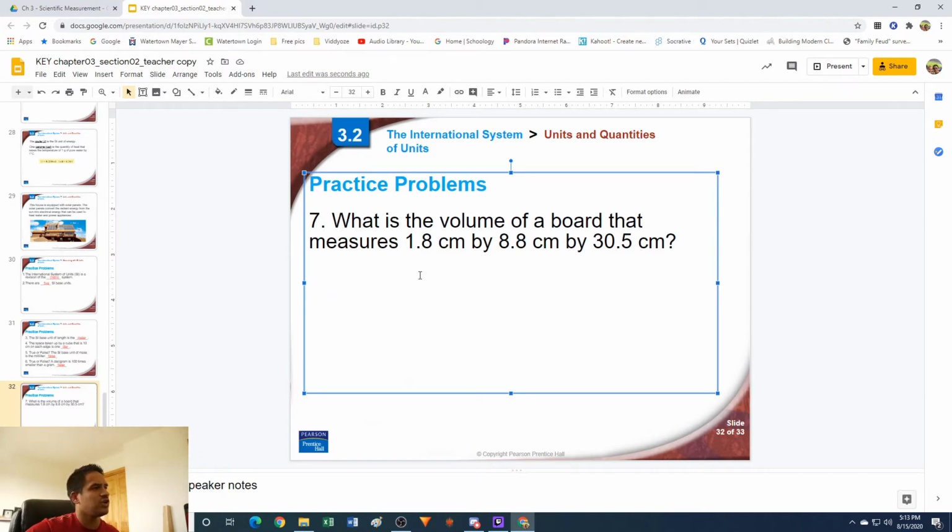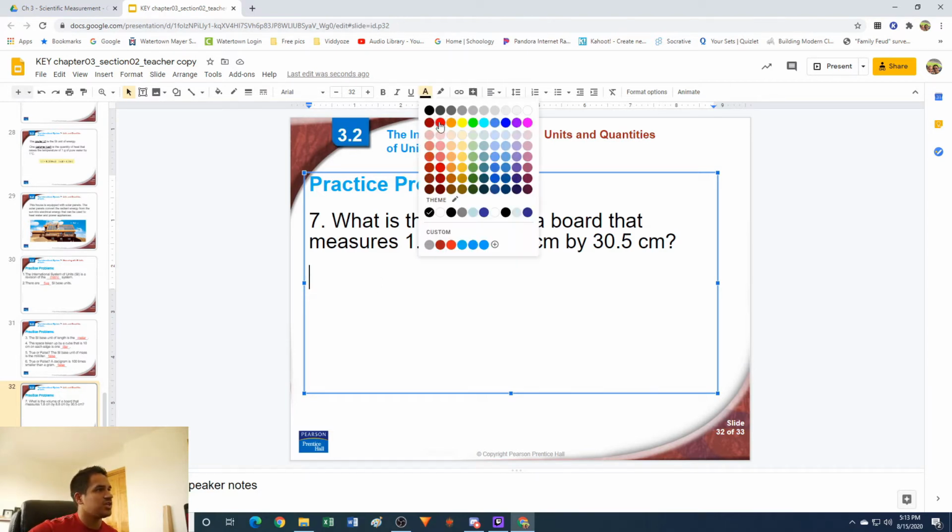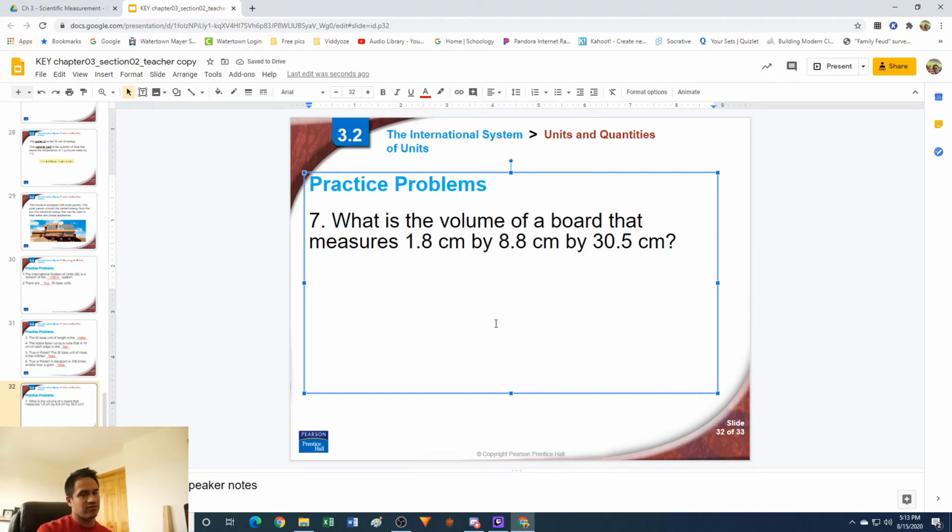Number 7, what is the volume of a board that measures 1.8 centimeters by 8.8 centimeters by 30.5 centimeters? All right, so this is just a basic multiplication problem. If we find a volume, it's going to be length times width times height. So 1.8 centimeters times 8.8 centimeters times 30.5 centimeters equals. So let's do this out real quick on a calculator and see what we get. 1.8 times 8.8 times 30.5. I get 438.12. And since it is centimeters times centimeters times centimeters, we would get cubic centimeters.